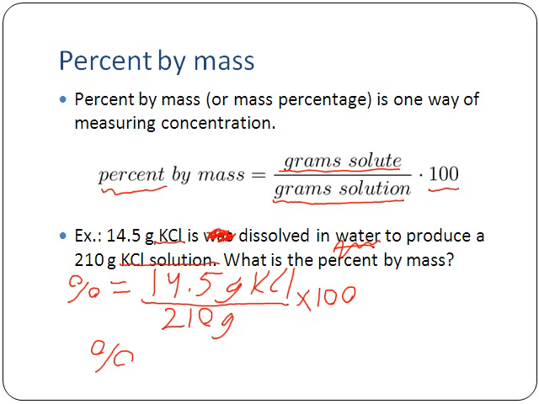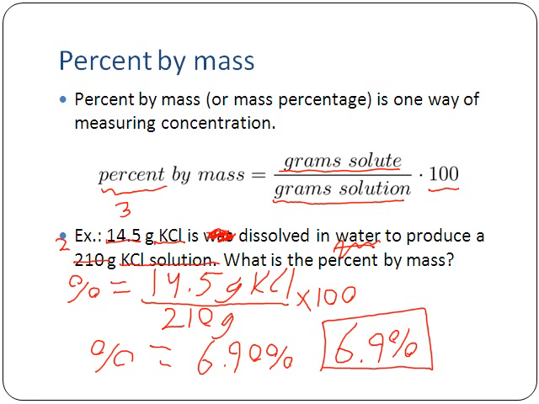Doing so with my grams of solute divided by grams of solution, if you take out your calculators, you can set it up: 14.5 divided by 210, and then you have to multiply that times 100 to get into percent, and so I get 6.90%. In this case, look at significant figures. I start off with 14.5, that has 3 sig figs. 210 has 2, so my answer should have 2. So my final answer is this is a 6.9% KCl solution, potassium chloride solution.